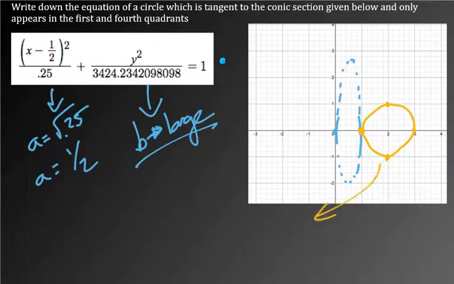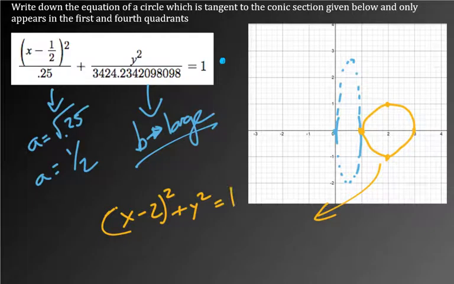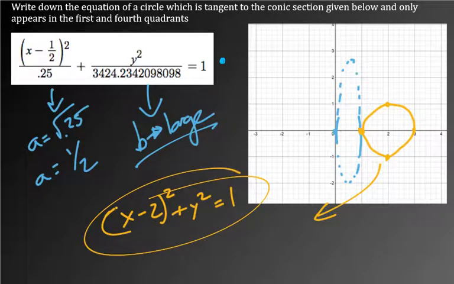And so if I wanted to write the equation of that, it would just be x minus 2 squared, because shifted to the right 2, plus y squared, because there's no shift up or down. And then the radius is just 1, and that would do it.